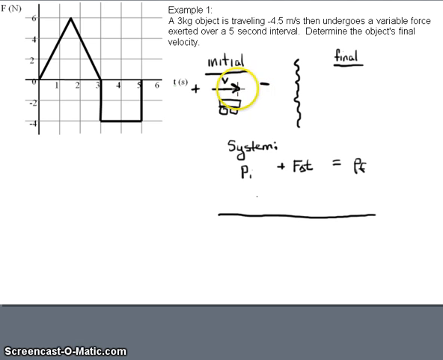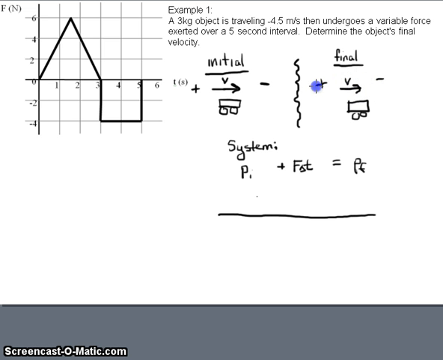Alright, looking at our sketch, we see that the object initially is traveling in the negative direction, which I indicate here, right. And if we look at our graph, qualitatively it looks like you have an impulse exerted in the positive direction, which is to the left. So for my final picture, I'm going to draw here a cart, again traveling to the right, but slightly slower.